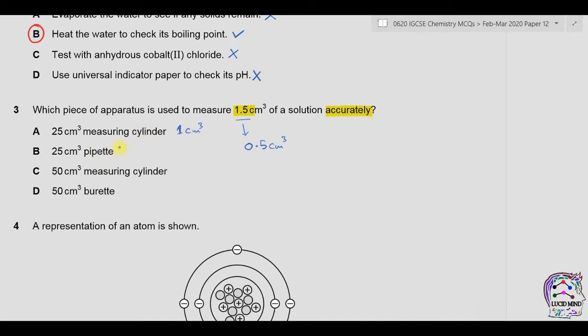B is pipette. Now the volume of a pipette is fixed, so you can only find out 25 cm³, not less than this. C is 50 cm³ measuring cylinder. Again the minimum division for a measuring cylinder is 1 cm³, so by increasing the volume the accuracy does not increase, so therefore this is also incorrect. D is 50 cm³ burette. In a burette we have a minimum division of 0.1 cm³, so therefore it is the most accurate among these. So burette is the only instrument by which you can measure 1.5 cm³ accurately.